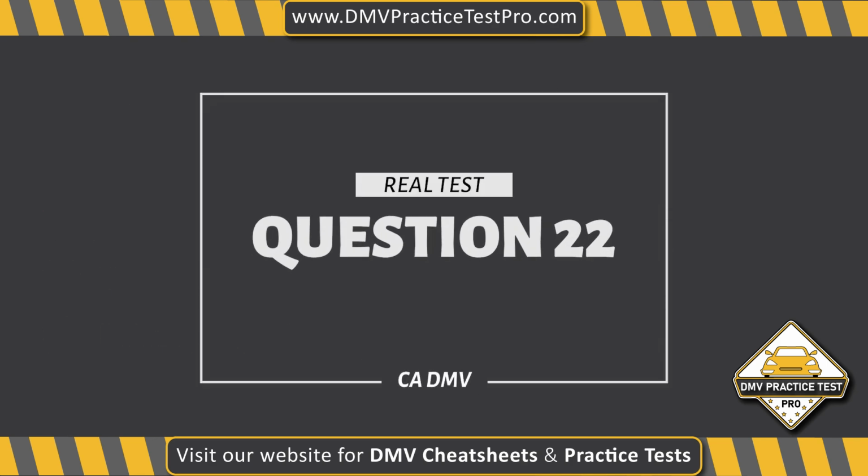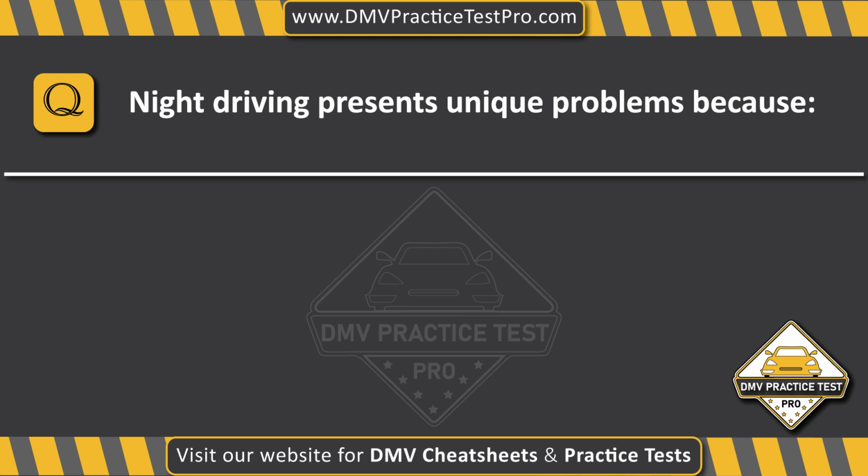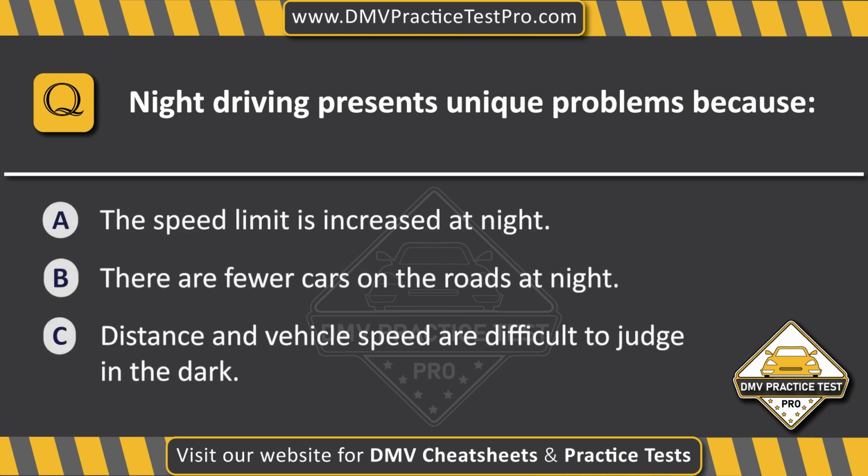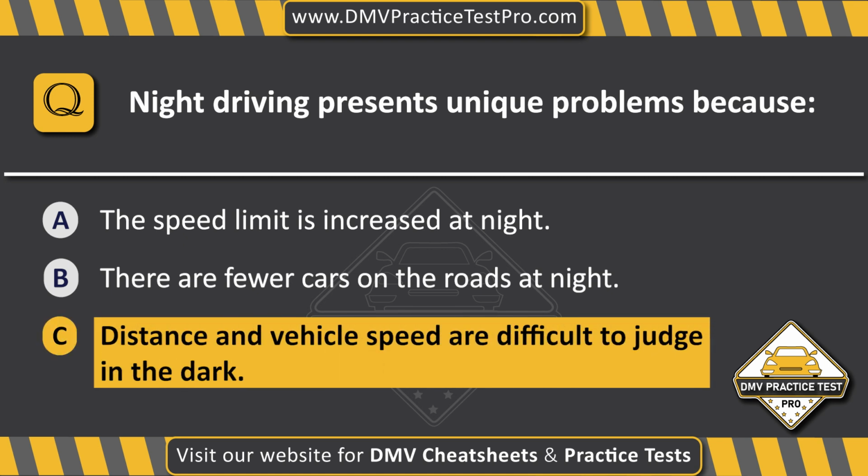Question 22. Night driving presents unique problems because Option A, the speed limit is increased at night. Option B, there are fewer cars on the roads at night. Option C, distance and vehicle speed are difficult to judge in the dark. The correct answer is Option C, distance and vehicle speed are difficult to judge in the dark.